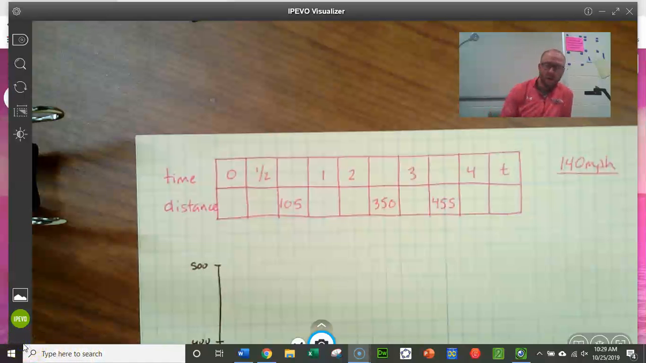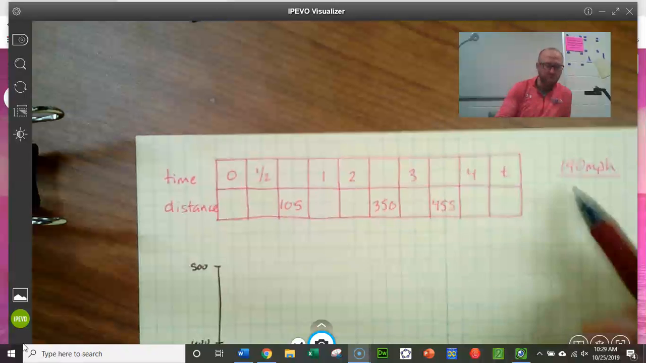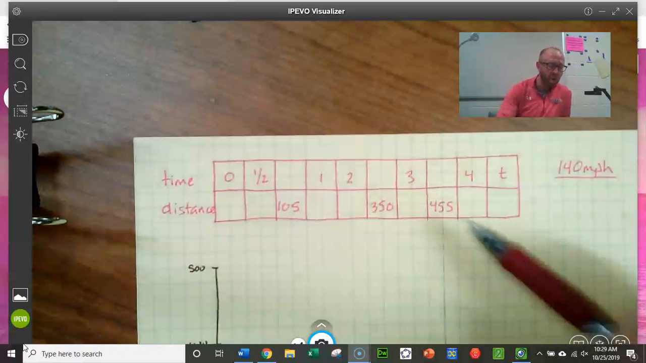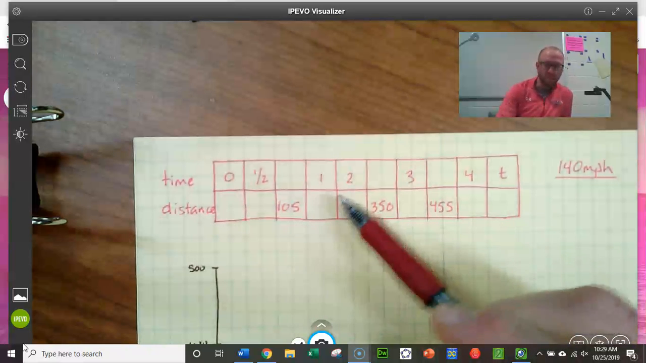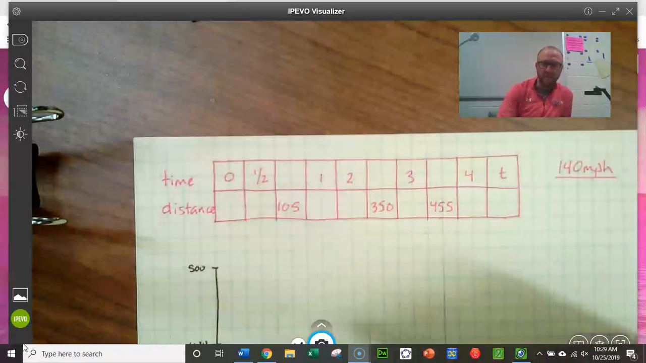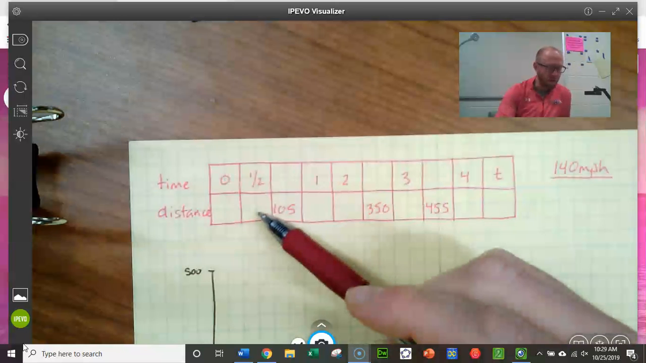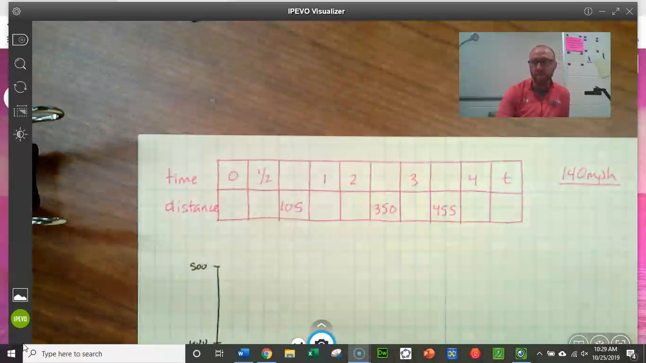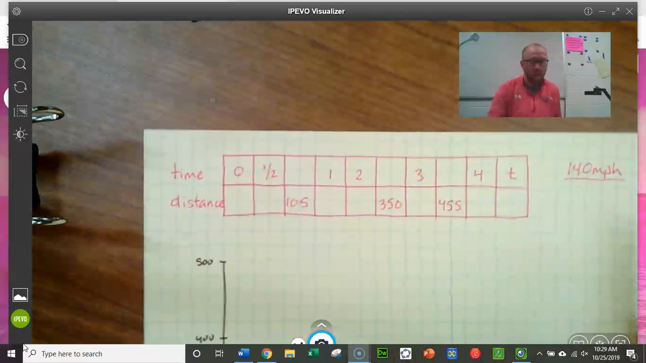All right. Anyways, so we got this crazy bullet train that goes at 140 miles per hour, and we're trying to fill out this table. It's partially filled out. We've got some times, we have some distances. So we're trying to figure out, where does it travel in half an hour? How long does it take to go 105 miles, et cetera, et cetera. So, anyways, so let's see.